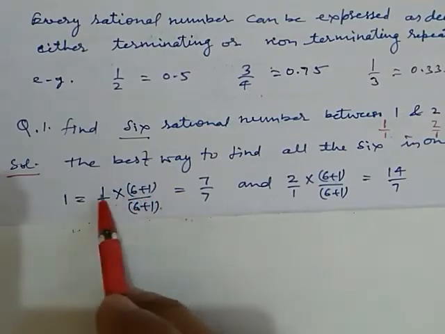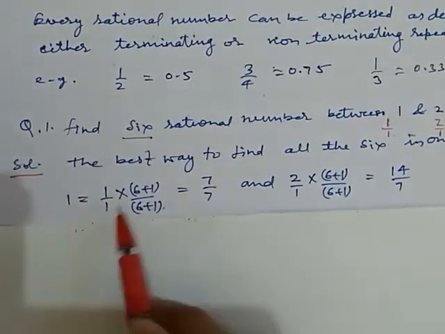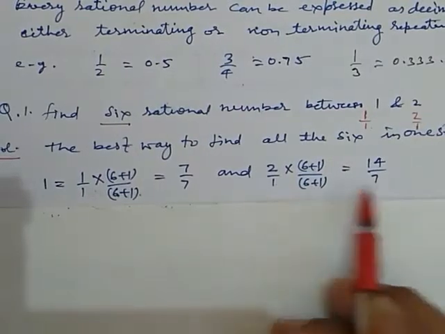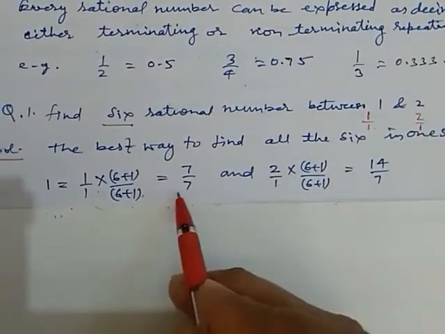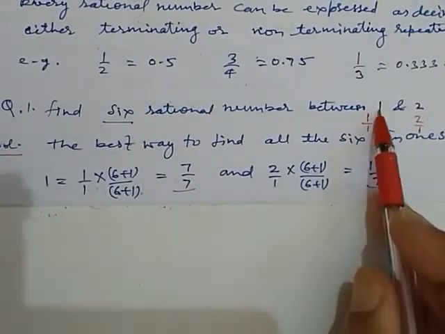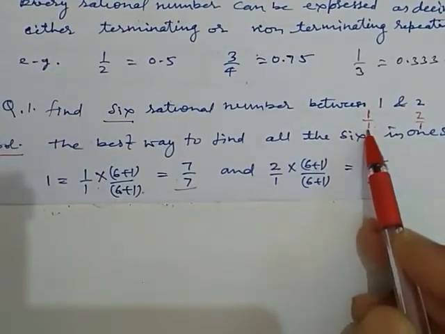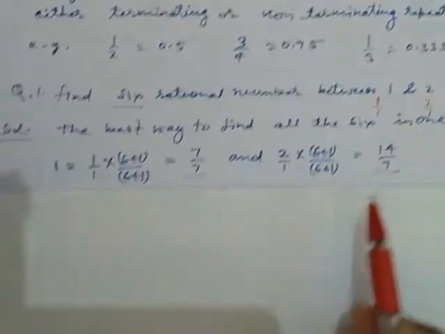Multiplying the numerator and denominator by 7: 1 into 7 is 7, and 1 into 7 is 7. And 2 into 7 is 14, and 1 into 7 is 7. So 1 and 2 become 7 by 7 and 14 by 7. These are the equivalent fractions of 1 and 2, because we can write 1 as 1 by 1 in fraction form and 2 as 2 by 1 in fraction form.